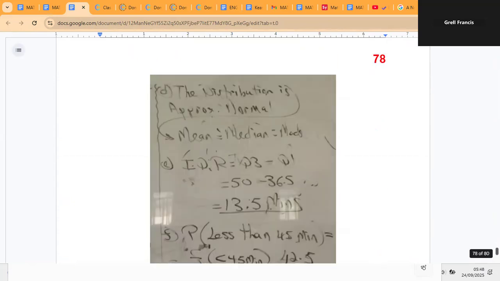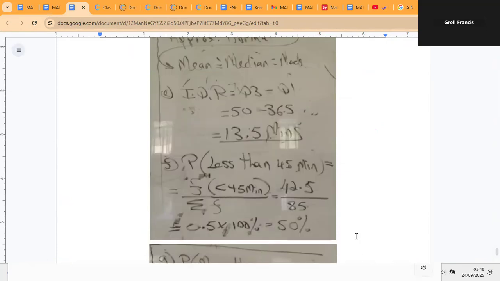But before 34, we had to compare the relative sizes of the mean, median, and mode. Since the distribution is approximately normal, then the mean is equal to the median is equal to the mode. Then you have to calculate the interquartile range, which is the upper quartile subtract the lower quartile. That would be 50 minus 36.5. That would give us 14.5 minutes.